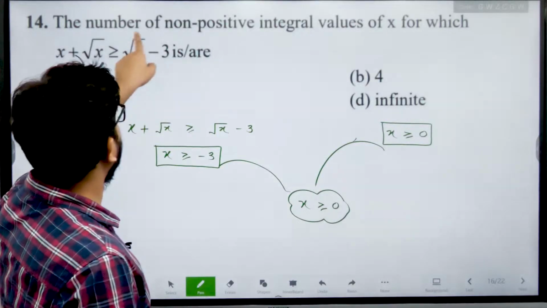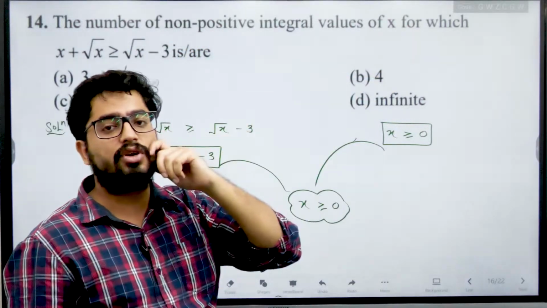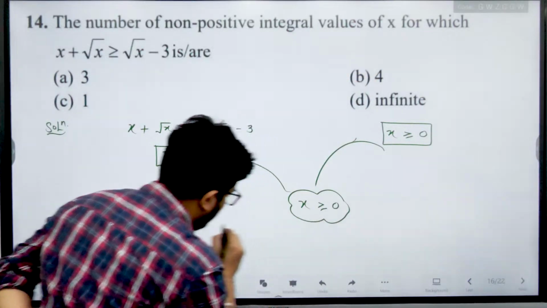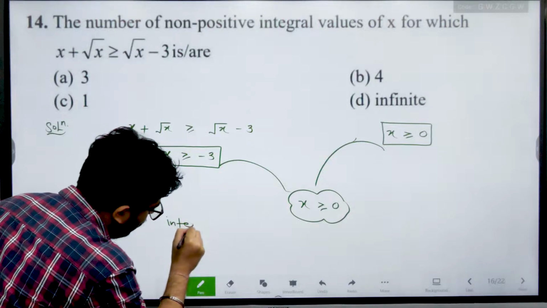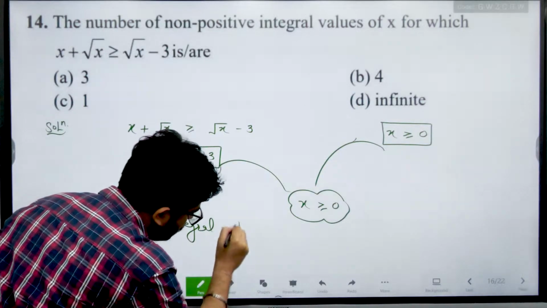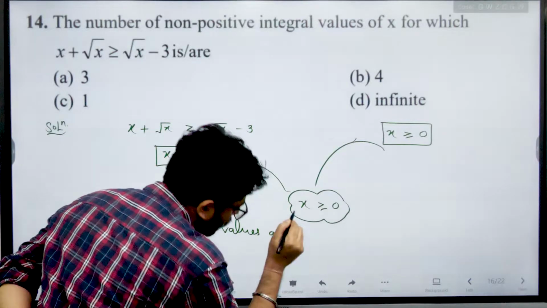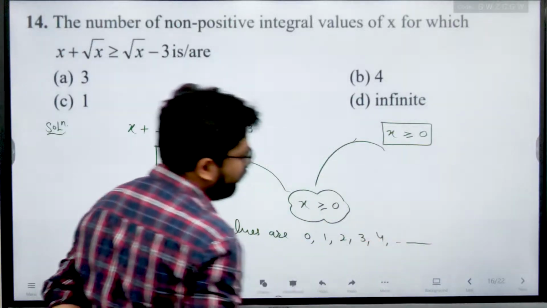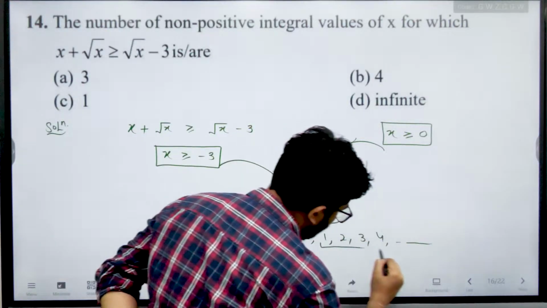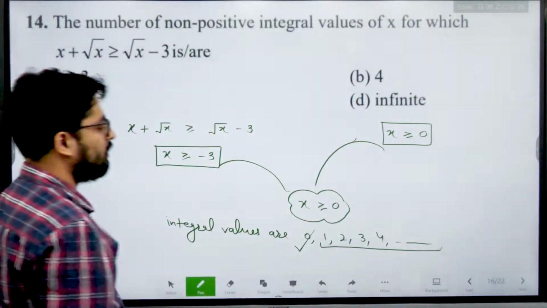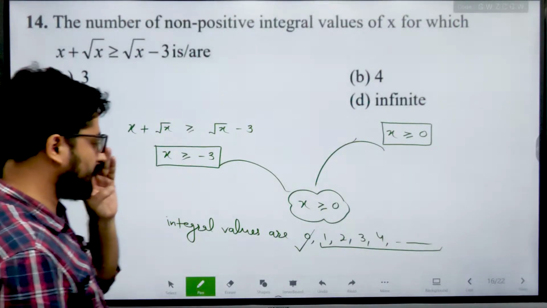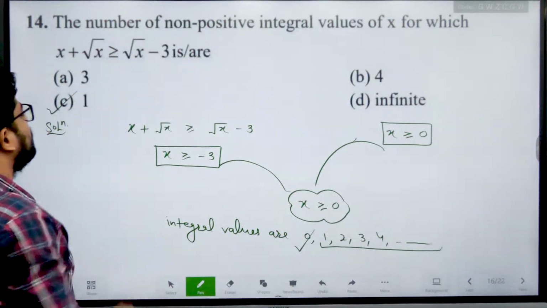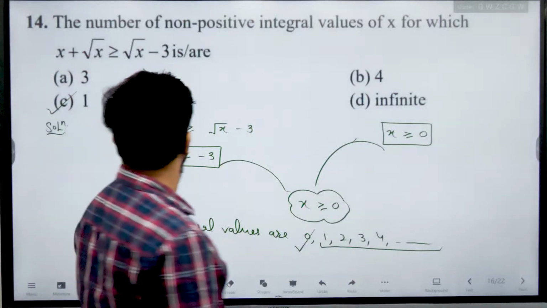But the question says you have to find the number of non-positive integral values of x. Non-positive means not positive. The integral values are 0, 1, 2, 3, 4 and so on, but you want non-positive, and all of these except 0 are positive integral values. So we have only one non-positive integral value, that is 0. So the number of non-positive integral values is 1. So the final answer is C. Okay, now let's do the next one.